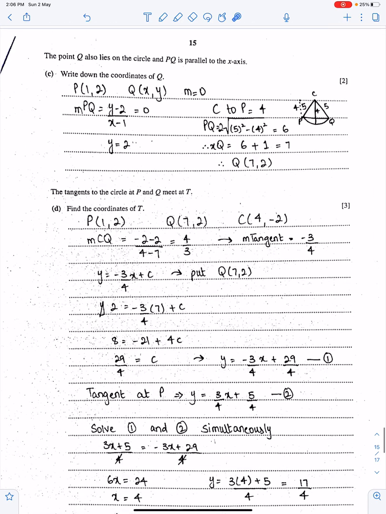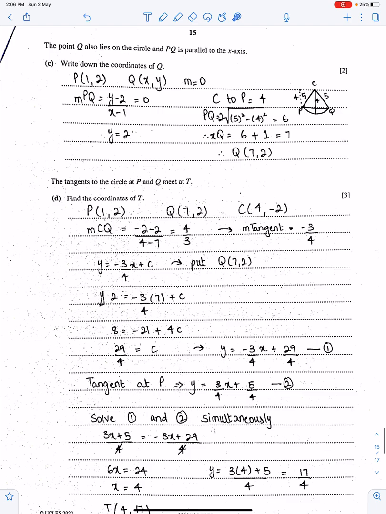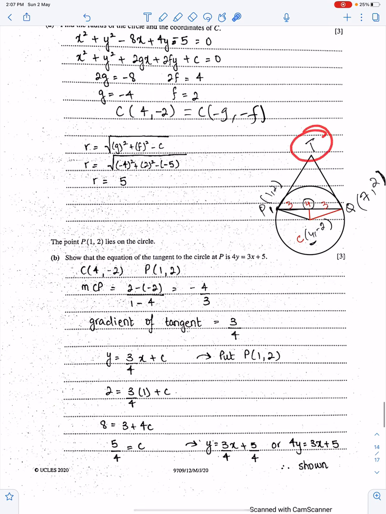The next part. The tangents to the circle at P and Q meet at T. This is T. This is the tangent at Q and this is the tangent at P. By solving the equations of these two tangents simultaneously, we can get the coordinates of T. We have the equation of this tangent. We need to work out the equation of this tangent, and for that, we need to first work out the gradient of this line CQ. First get the gradient of CQ, then form the equation of this tangent, and then solve these two equations simultaneously for T.